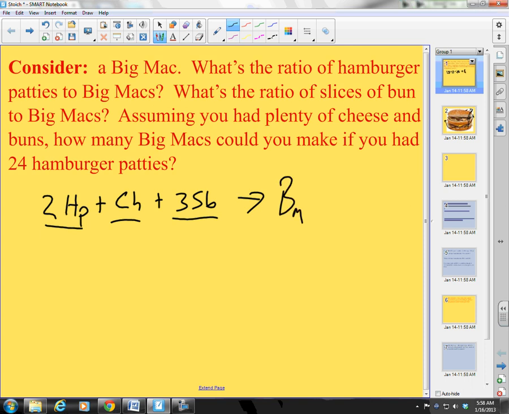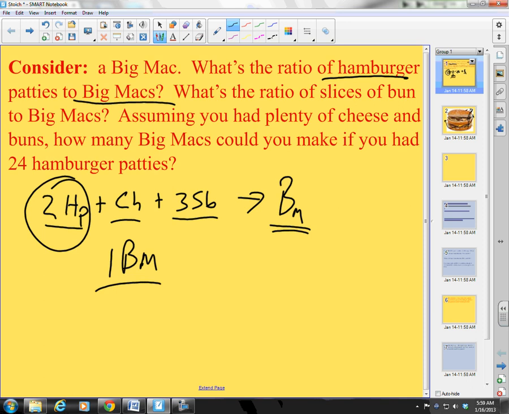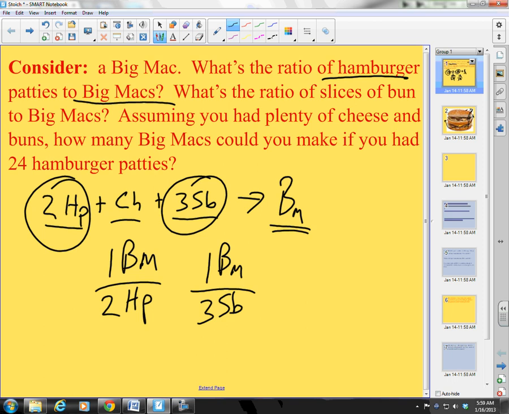What's the ratio of hamburger patties to Big Macs? Well, if I make one Big Mac, how many hamburger patties? My ratio would be one Big Mac per two hamburger patties. Got it? Yeah, that makes sense. What's the ratio of slices of bun to Big Macs? I have one Big Mac per three slices of bun. Okay, good.